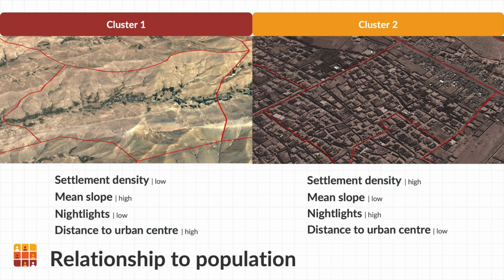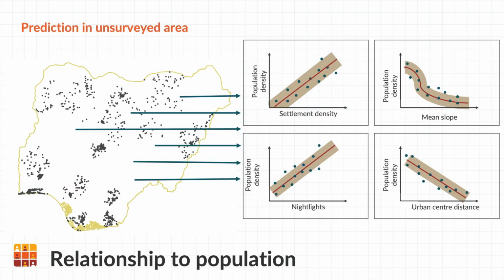And we can also consider distance to urban center. While cluster 2 is actually an urban center, so the distance to urban center is really low, the distance to a proper urban center in cluster 1 can be higher because the city will be far away. And so from all the clusters where we have surveyed the population, we can estimate this relationship.